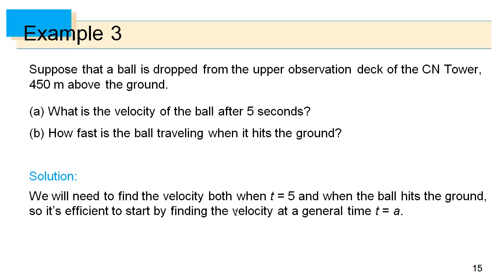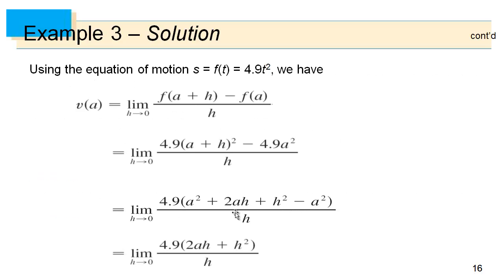Now, why would that be something we would want to know? Because for those of you that have taken physics, you know that force equals mass times acceleration. If we know how fast the ball is traveling, we can figure out what its acceleration was, and then we can know what force it's going to hit the ground with. So it's kind of important to know these things. We can use the simple equation of motion, 4.9 t squared, and then by doing our simple limit, we can figure out velocity.